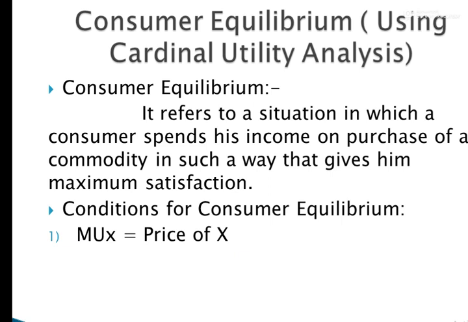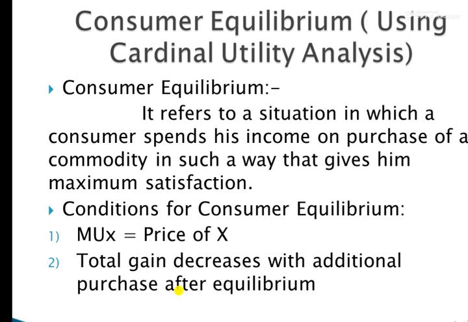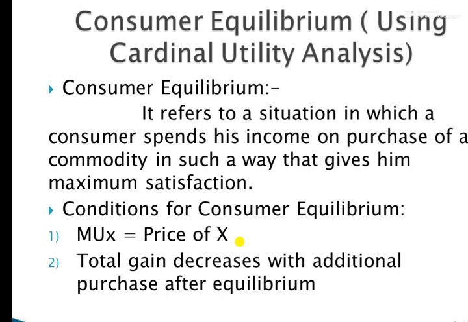Another condition required for consumer equilibrium is: as soon as we move from the equilibrium point, what happens? The total gain decreases with additional purchase. It means if we purchase further than the equilibrium point, our total satisfaction will decrease or will be less. How does it happen? Let us understand.